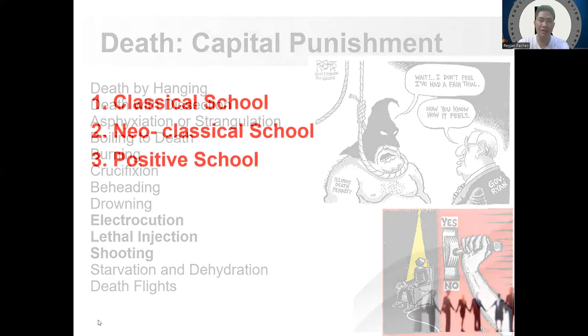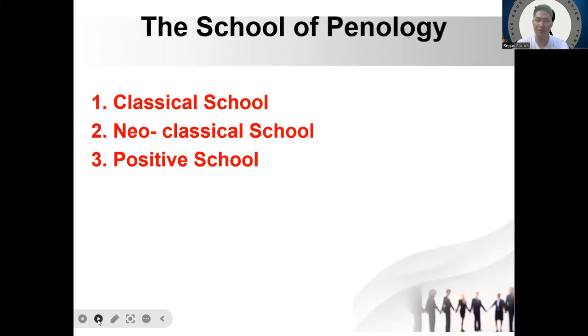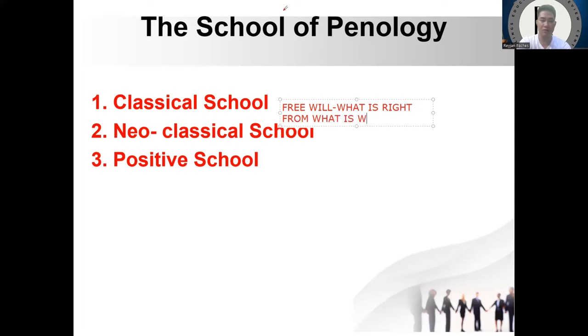Okay, so we have the different school of penology na dapat nating malaman. Okay, so we have the classical school. Pag sinabi natin classical school, of course, meron tayong tinatawag class na free will. Pag sinabi natin free will, ibig sabihin, people have the right to choose what is right from what is wrong. Yan yung tinatawag natin ngayon na classical theory or school of penology.